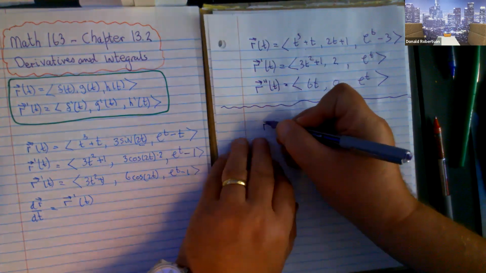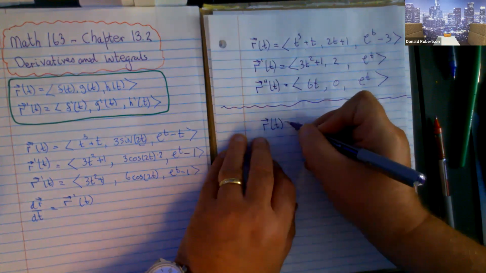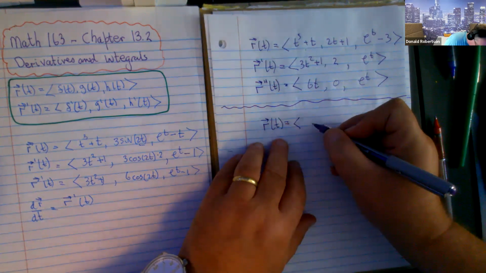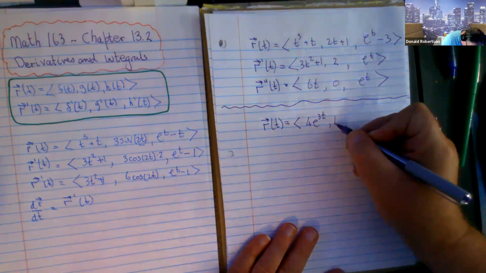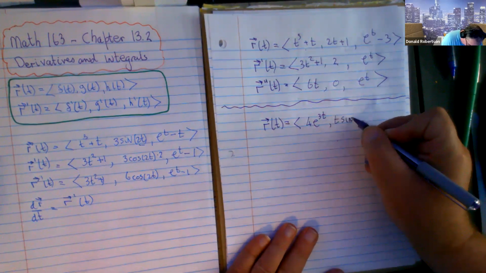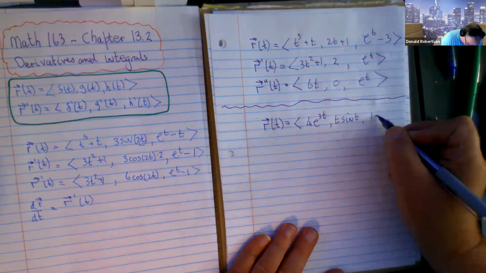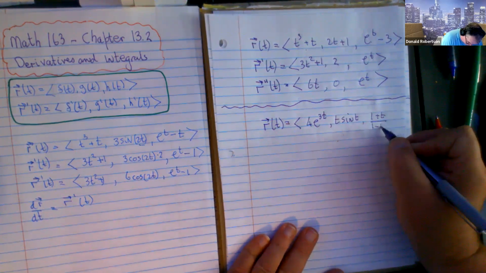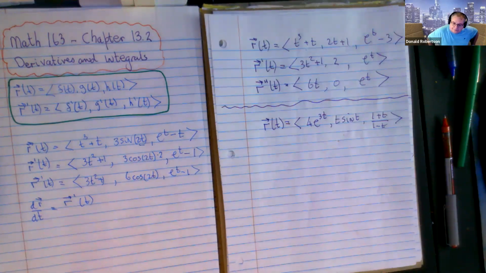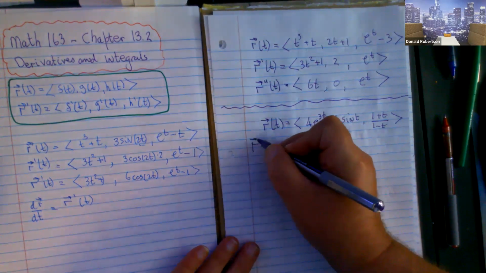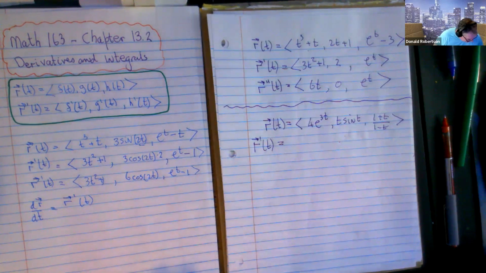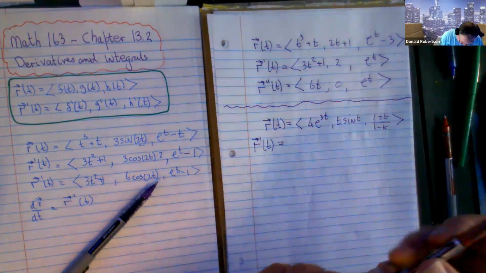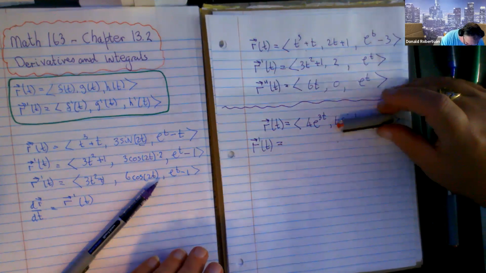Okay, suppose we start with the space curve r of t. And this time it's going to be 4e to the 3t, t times sine t, and (1 plus t) over (1 take away t). And we're being asked to find the first derivative. I'm going to take each one separately, what we should do. So let's ignore those two.